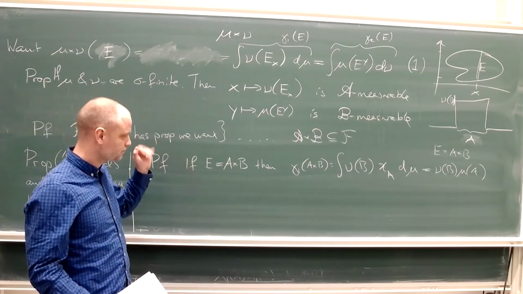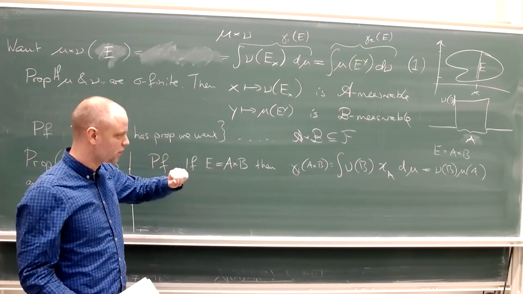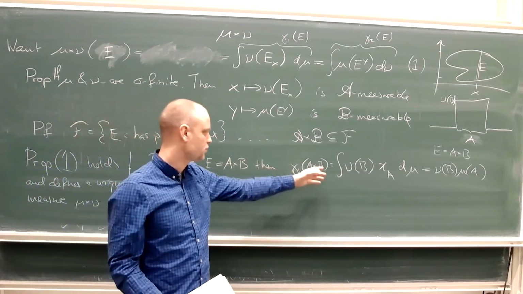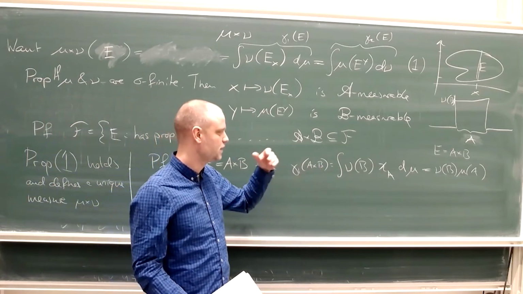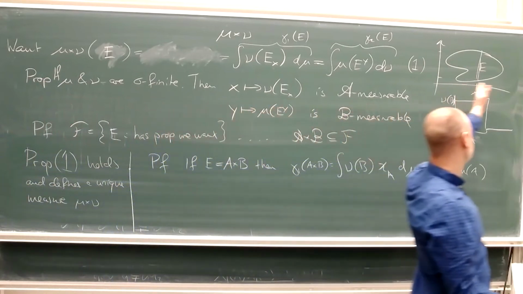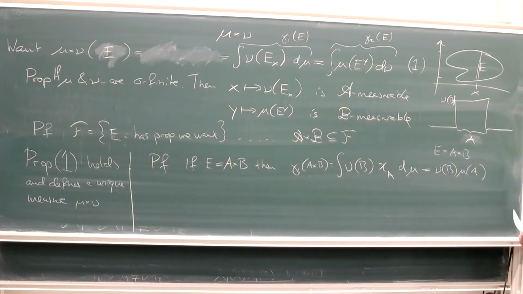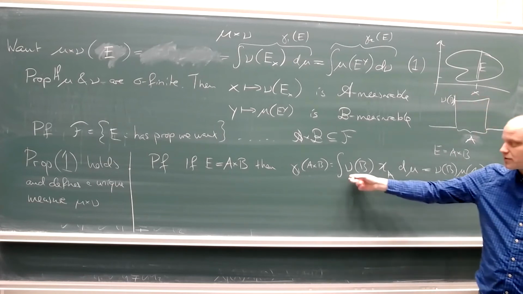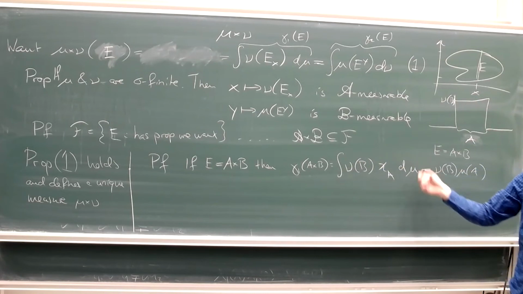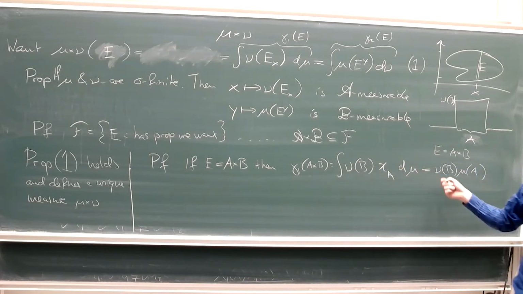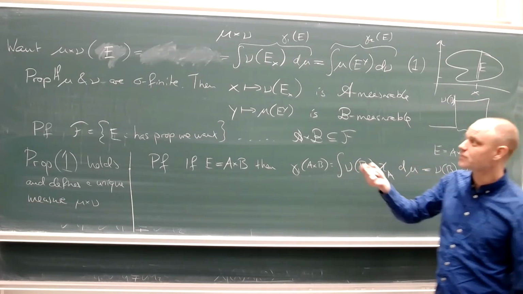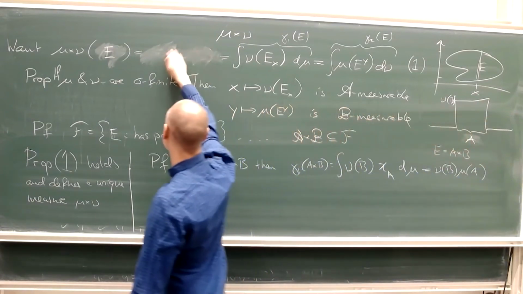So, take E to be a product set, and then you just do the computation: gamma 1 of A times B is equal to what? Well, we have the picture here. Here should be an A, not a B, that was wrong before. But, right, so you get a characteristic function with the value mu of B on A and 0 elsewhere. So that's what I wrote here, and then you integrate that and get mu of A from the integral, and mu of B was constant. So that was what I erased here.